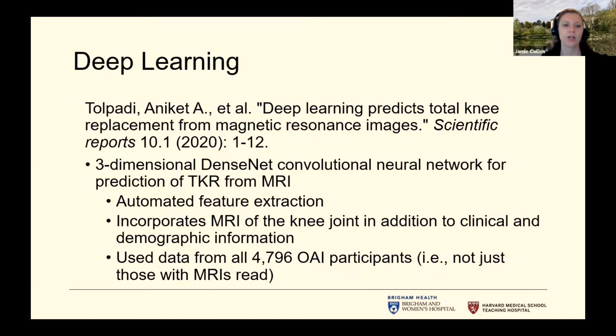And I just wanted to quickly show a recent paper that came out looking at deep learning to predict knee replacement. And so this group used a 3-dimensional dense-net convolutional neural network for prediction of total knee replacement using MRI data. Again, it used this automated feature extraction, so it didn't feed it any coded or quantified MRI data, but just fed it the image. And it incorporated the MRI of the knee joint in addition to clinical and demographic information.